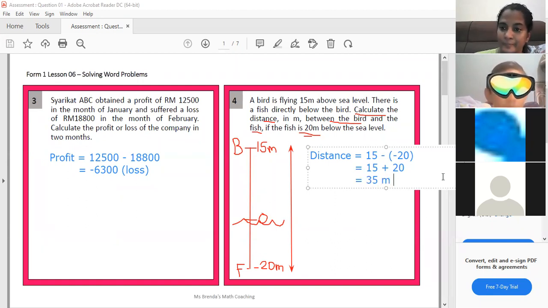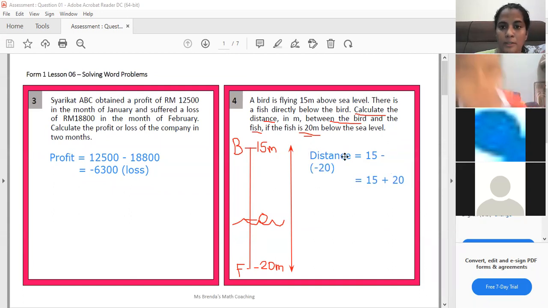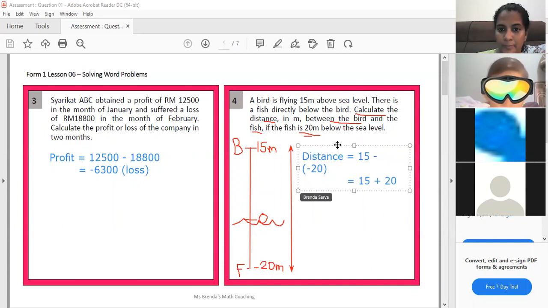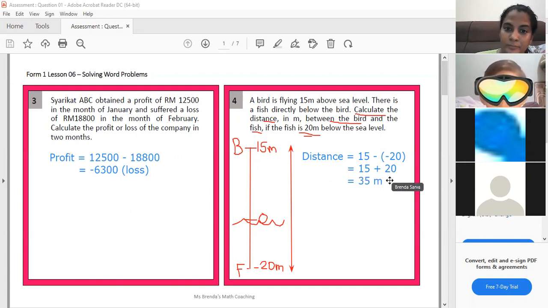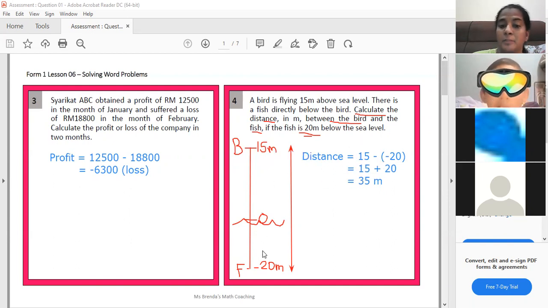Got it? This is how your calculation should look. Your drawing and your calculation. Okay? Got it, guys? You make it complicated. Oh, is this complicated? If I just say 15 plus 20, you will not get the idea of difference.